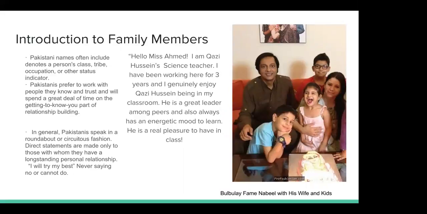Whether you're in their home or in their classroom, it's important to know how to introduce yourself to family members. In Pakistan, oftentimes when you introduce your name, it's an identifier of what family you come from, your status. Pakistanis also really prefer to work with people that they trust and know, so building a relationship is really important.